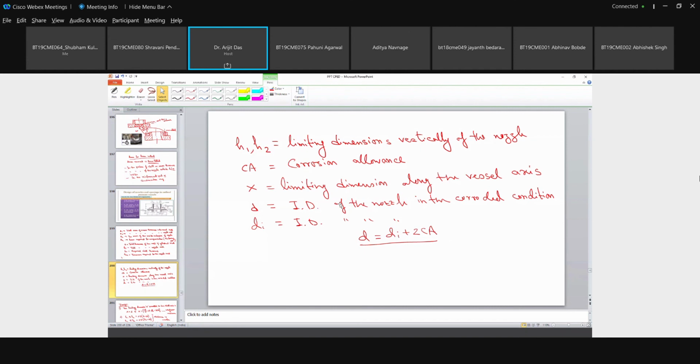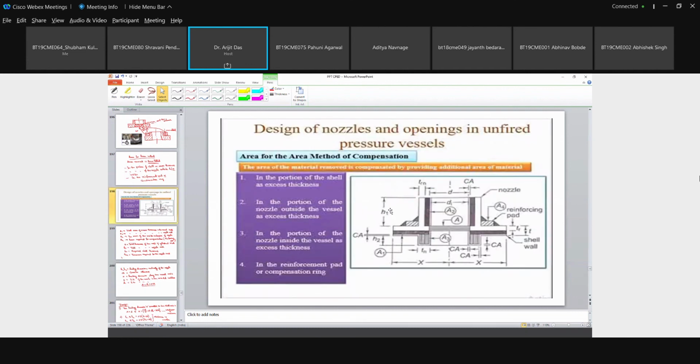And what is X? X is the limiting dimension along the vessel axis. Similarly H1 and H2. So this is the X. Up to this you can provide the extra area along the vessel axis. So H1 is fixed, H2 is fixed, X is also fixed. It is not that you can add the extra area infinitely along the pipe. So X is the limiting dimension along the vessel axis.